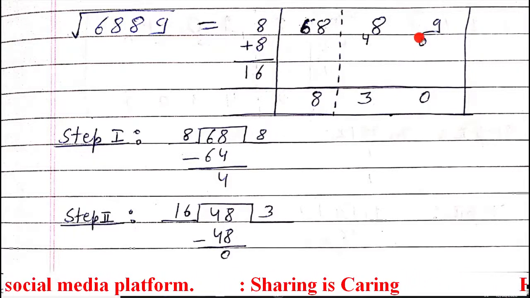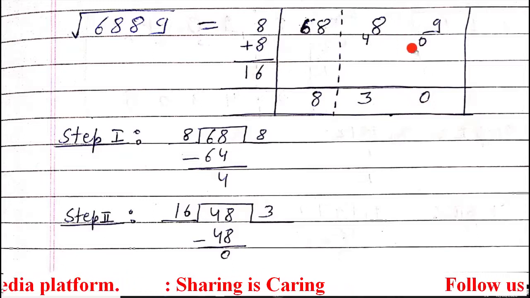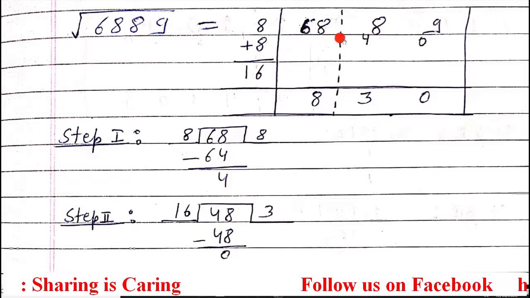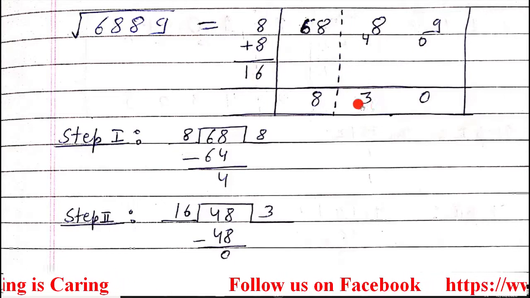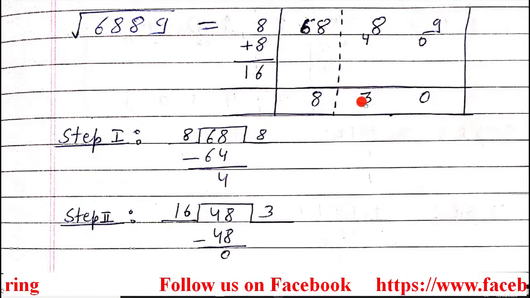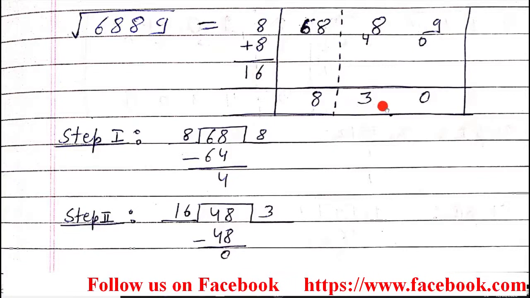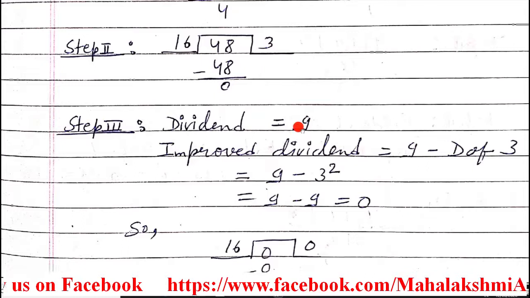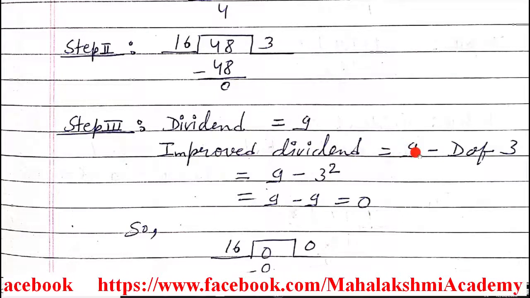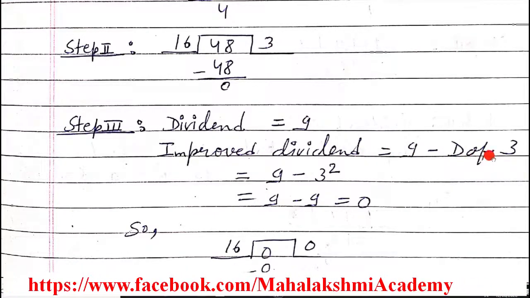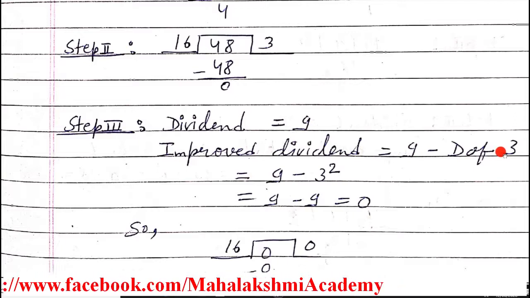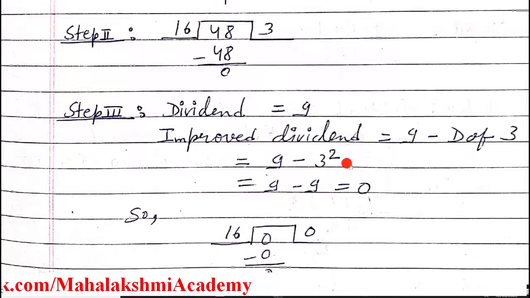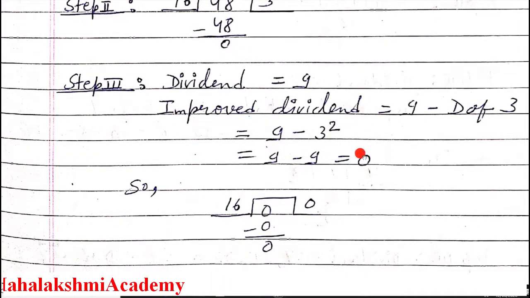So imagine that there is a line. So after this line, before this dotted line, we have only 3. So we have to find the Dvandva of 3. So it's going to be like this. Dividend is 9, 09 means 9. So the improved dividend is 9 minus D of 3. So D of a single number, Dvandva, is going to be the square of it, that is 3 square. So 3 3s are 9, 9 minus 9 is 0.